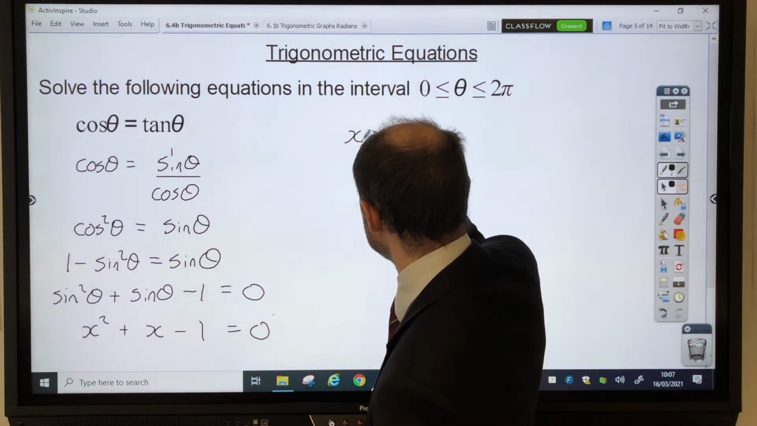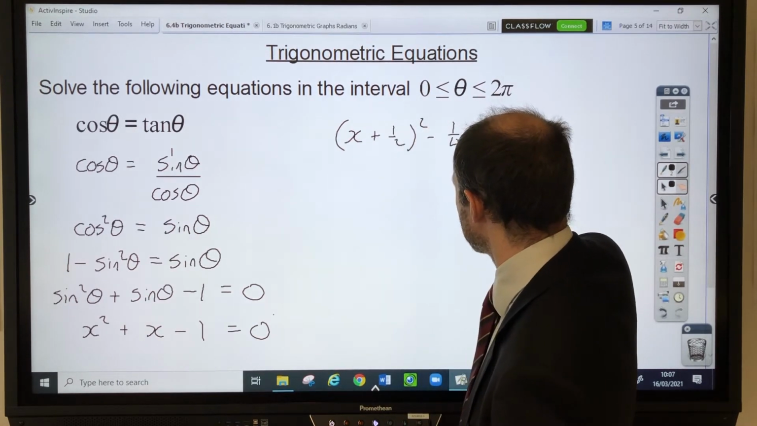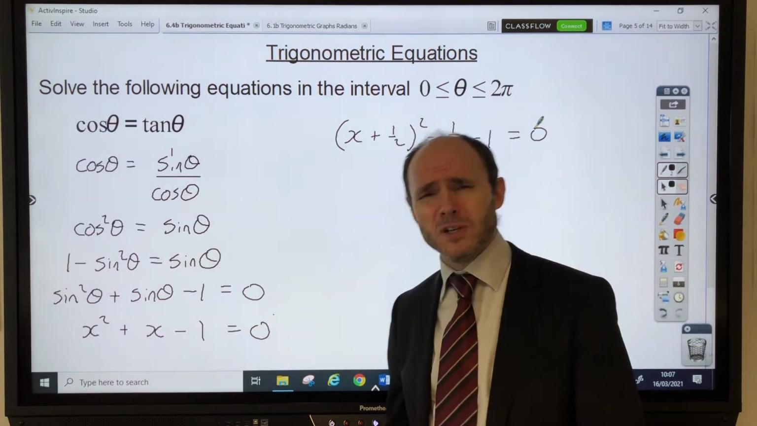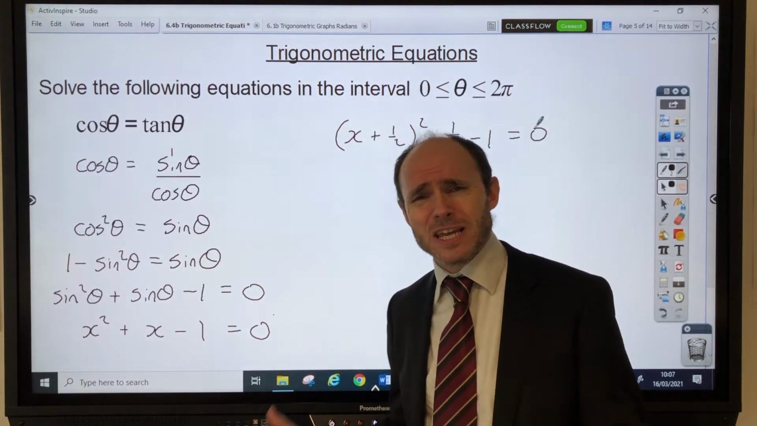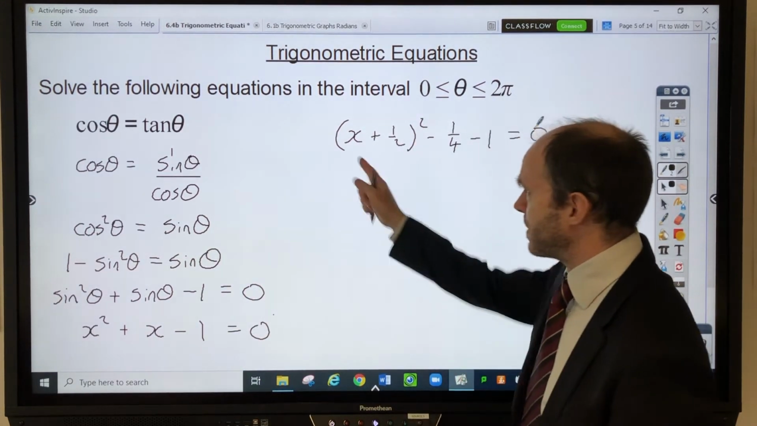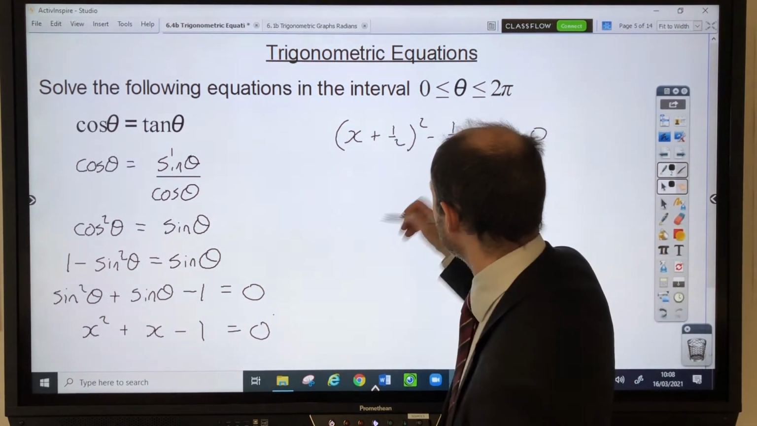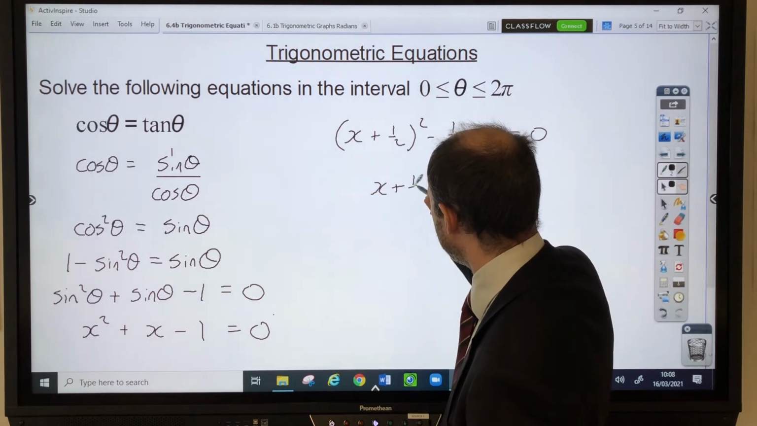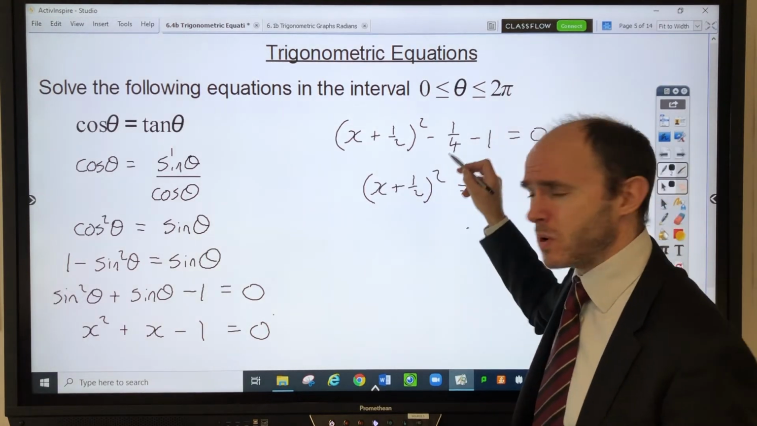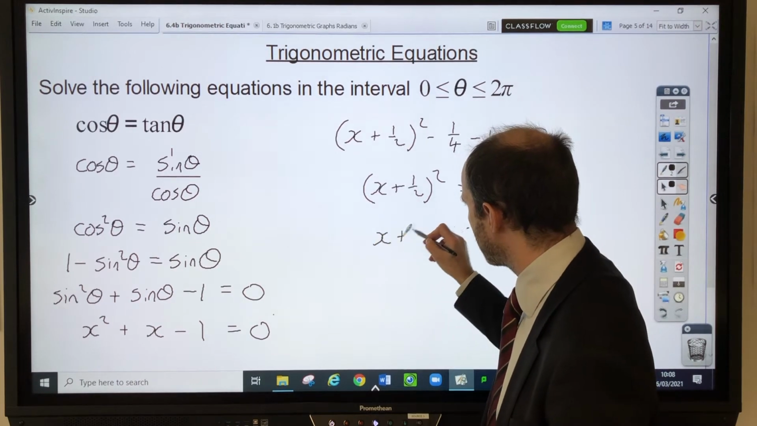So if we complete the square, we have x plus a half all squared, subtract 1/4 and subtract 1 equals 0. If you're not happy with that, then how on earth did you get this far in maths if you didn't understand what I've just done there? But expand the brackets, you get x squared plus x plus 1/4. So subtract 1/4 and then subtract 1. So you've got x plus a half squared. I'm going to put this and this on the other side, and that's going to be 1/4 plus 1, it's 5/4. And then square root both sides.